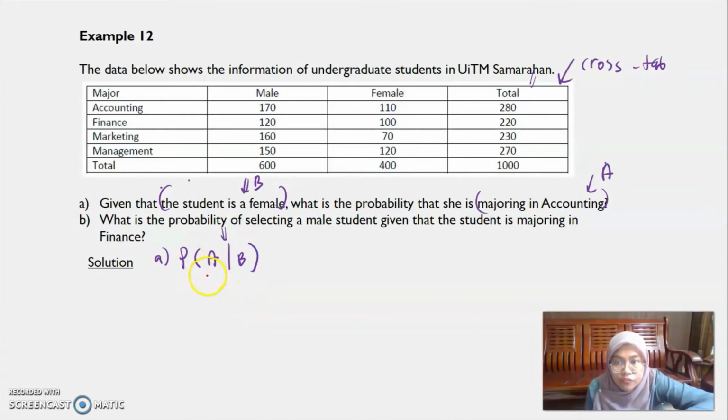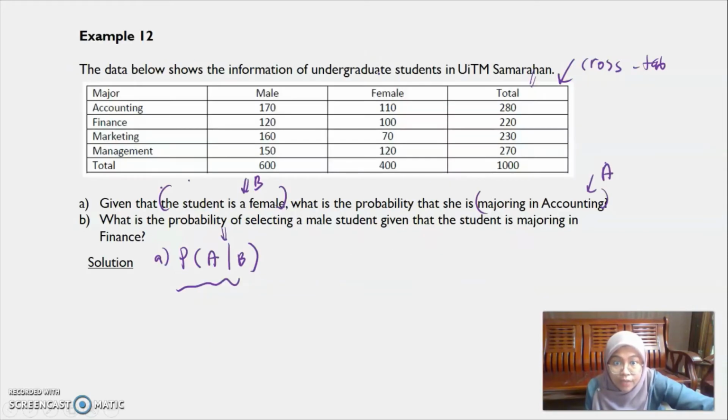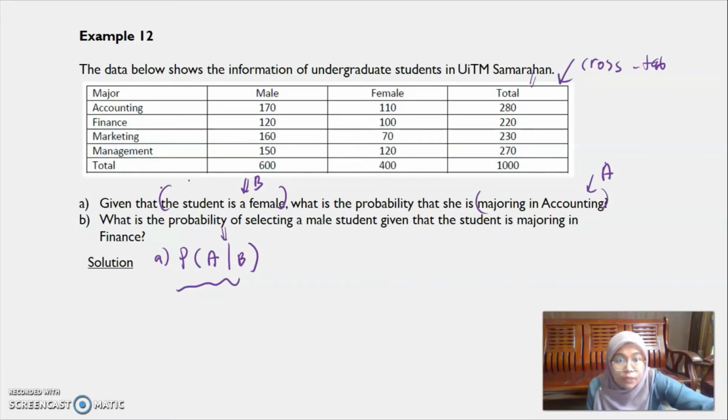Now how do we find the value of the probability of A given B? Because the question already gave us the cross tabulation, you can use the information in the cross tabulation to figure out the answer. You might also use the formula that we have discussed before, but for this question, even without using the formula, you can figure out the answer.